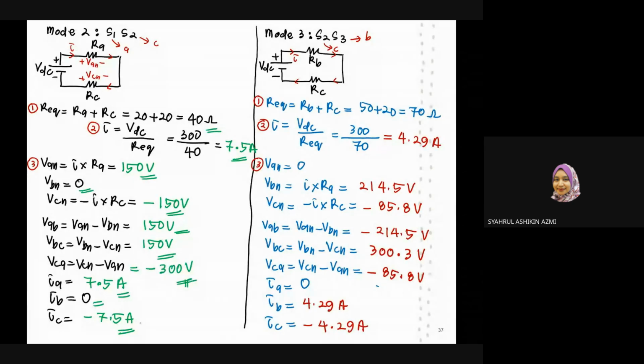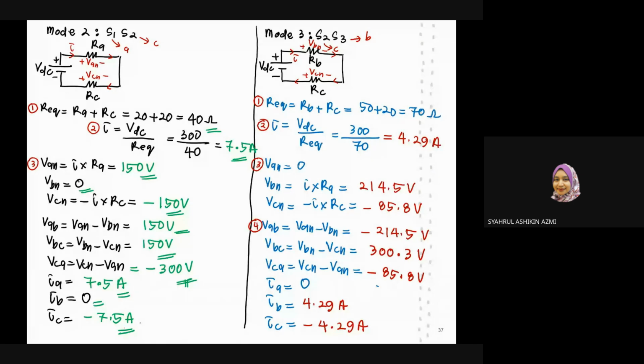Step number 3 is your phase voltage. VAN equals to 0. There is no switch that we turn on for phase A in mode number 3. VBN equals to 214.5. So here, this one over here, VBN. And our VCN, it will be negative 85.8 volt. Basically, your current is 4.29. You multiply by RC is 20. You get 85.8 volt. So these are the line-to-line voltage if needed.